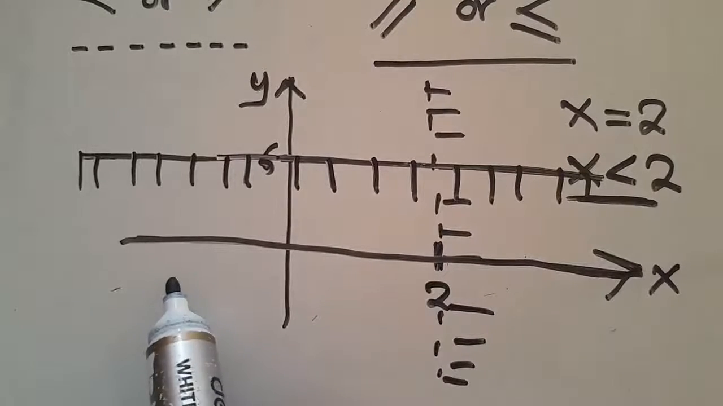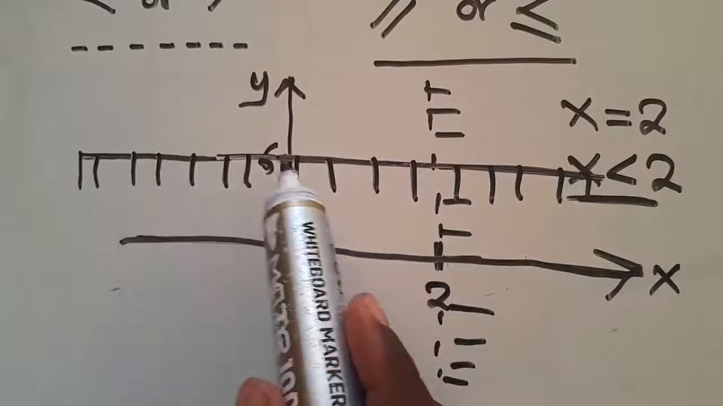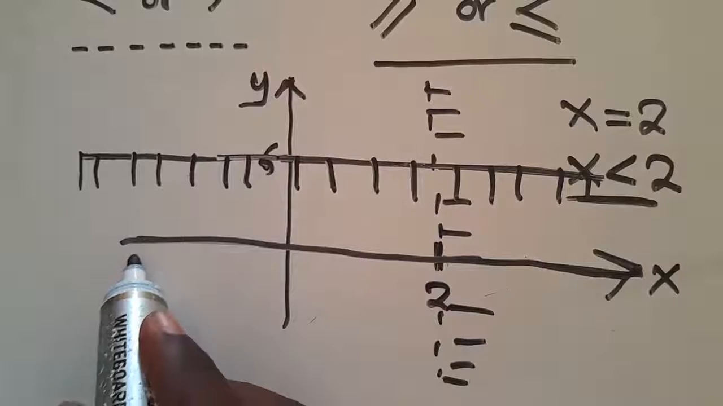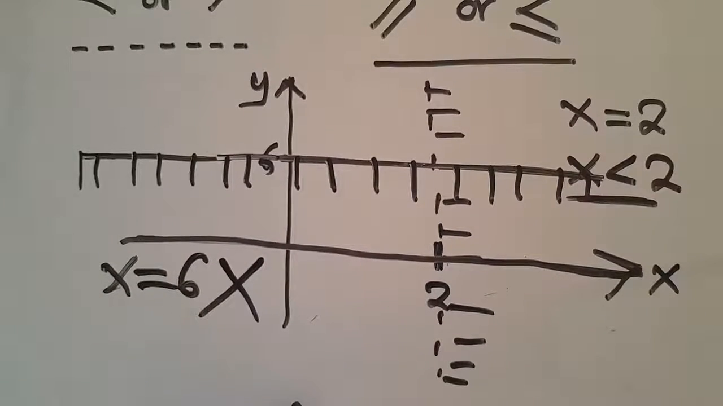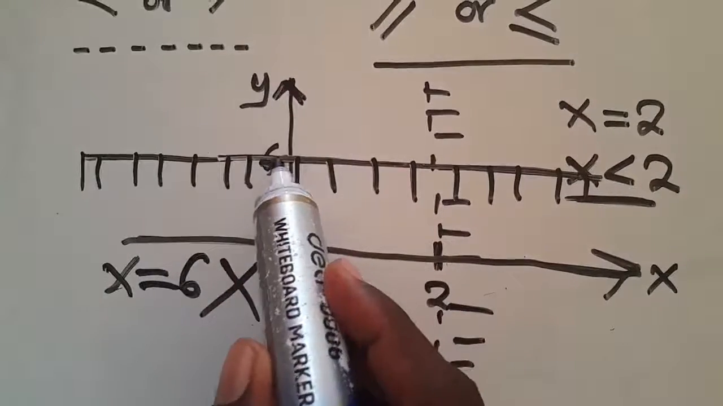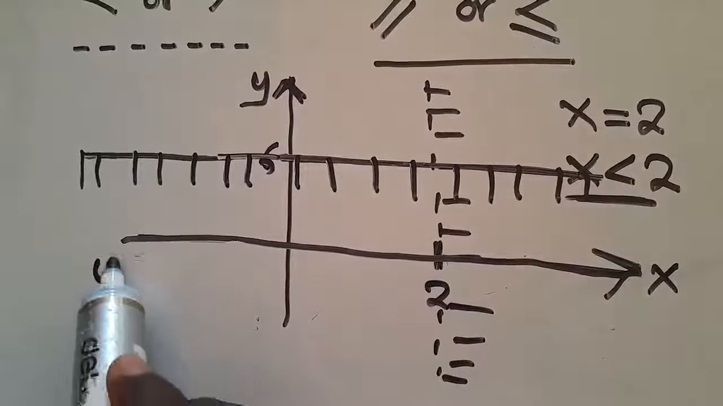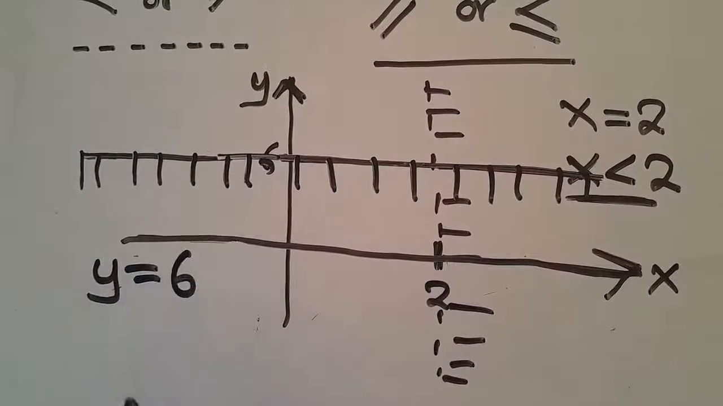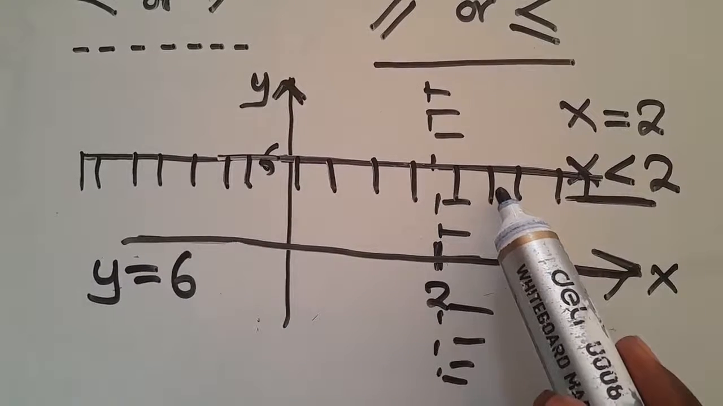So the inequality that we are going to get according to this line, are we going to say x is equal to 6? Is this correct? No, this is not correct, because this is cutting the y-axis. This is the y-axis. It is cutting the y-axis. So it is y is equal to what? 6. This is the first thing that you need to do. Y is equal to 6.